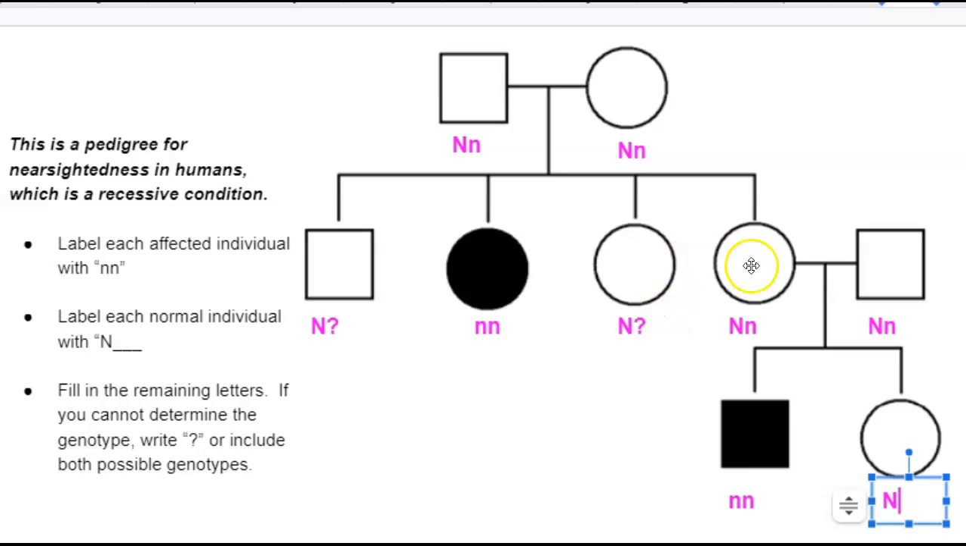Down here, could this individual be big N, big N? Yeah, they could get a big N from one, a big N from the other. Could they be big N, little n? Yeah, could be big N and little n. So since we don't know, we're going to put a question mark.